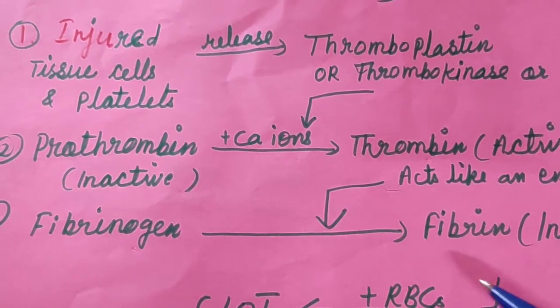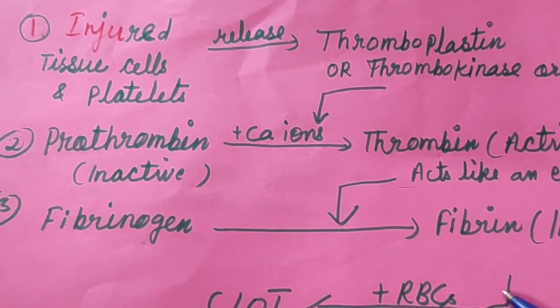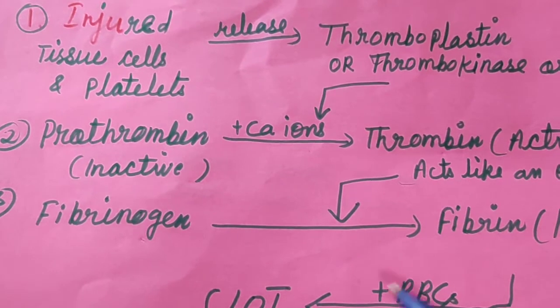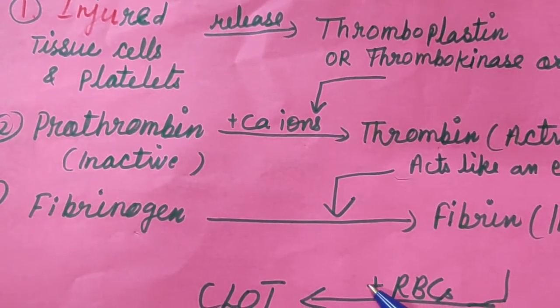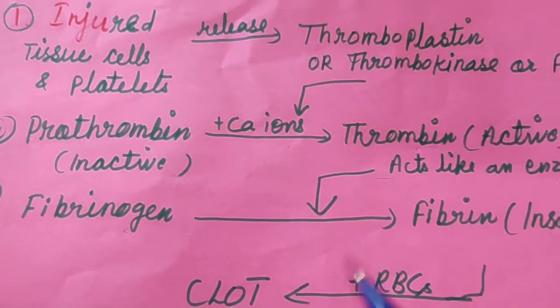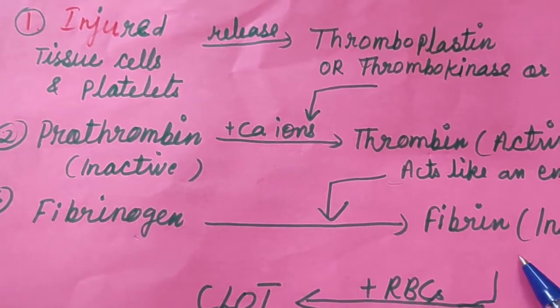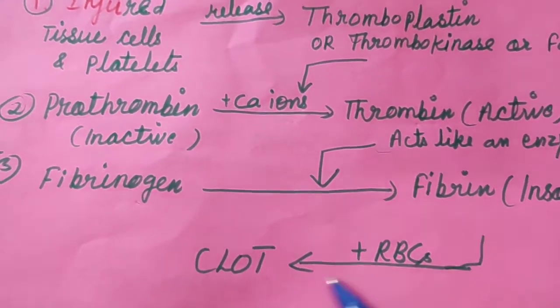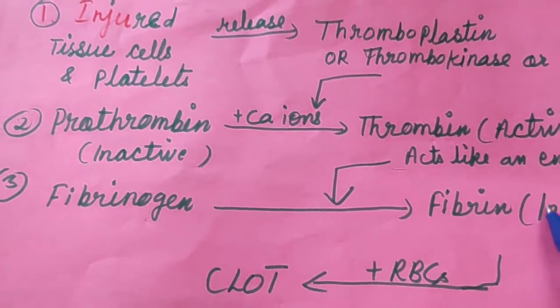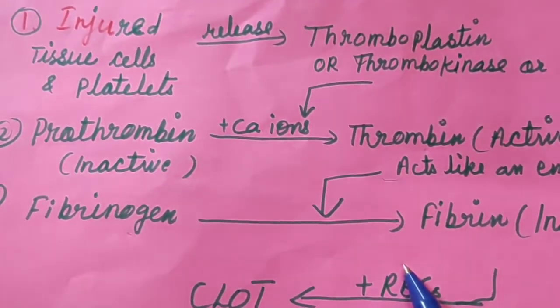And the network then shrinks and squeezes out the rest of the plasma, which is in the form of a clear liquid. This is called serum. And solid mass, which is left behind, is called clot. In this way, clot is formed.